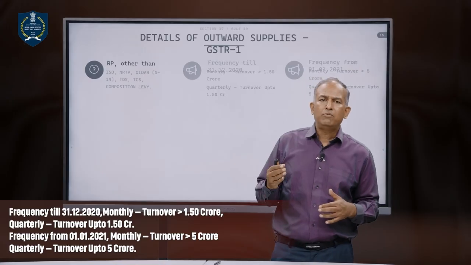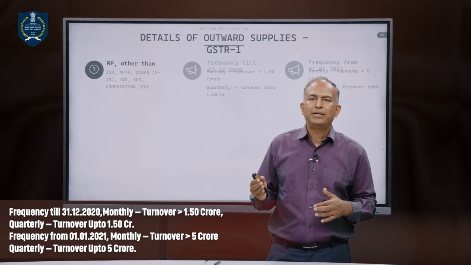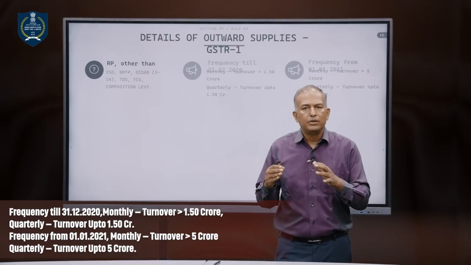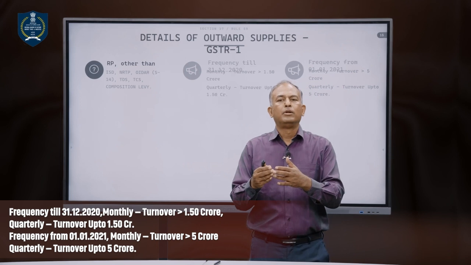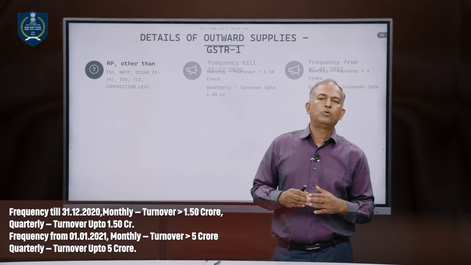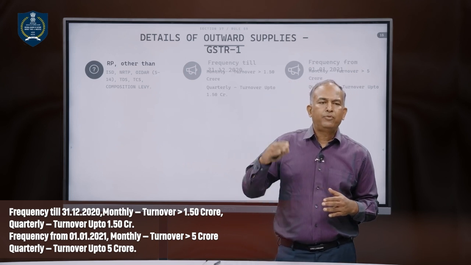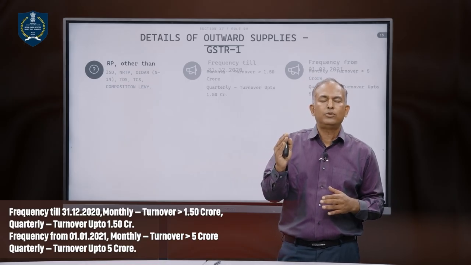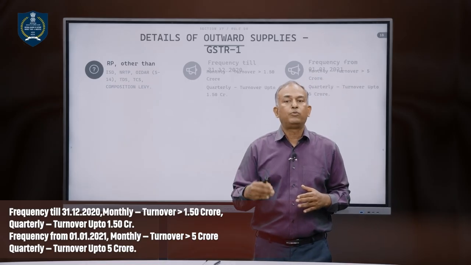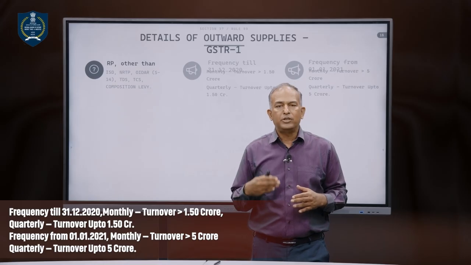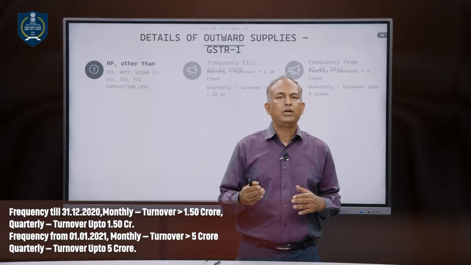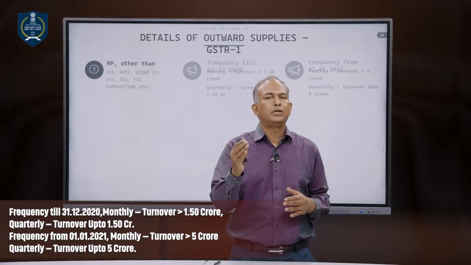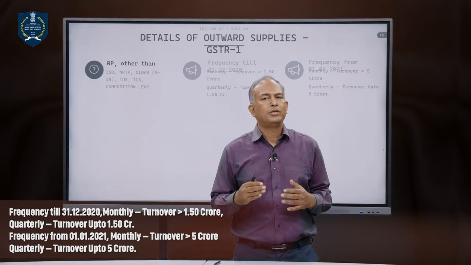But now from 1/1/2021 it changes, and it says that if the turnover was greater than 5 crores, only then is it mandatory to file a monthly GSTR1. If the taxpayer's turnover is less than 5 crores, he has an option to file a quarterly GSTR1. He can still continue to file a monthly GSTR1, but he has an option, if his turnover is less than 5 crores, to file a quarterly GSTR1.